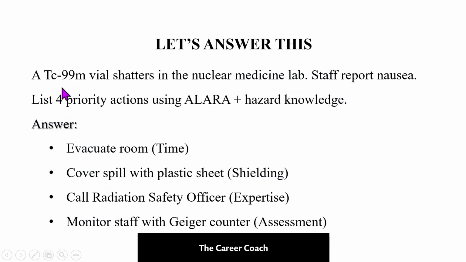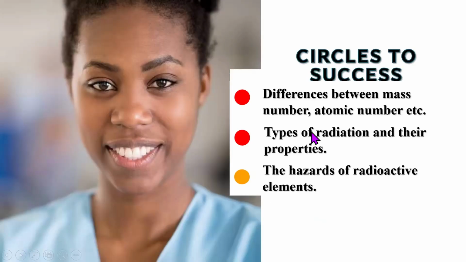Let's answer this. A technetium-99m vial shatters in the nuclear medicine lab. Staff report nausea. List 4 priority actions using the ALARA principle and general hazard knowledge. Number 1, evacuate the room. That's time. Cover the spill with plastic sheets. That's shielding. Call the radiation safety officer. That's expertise. Monitor staff with a Geiger counter. That is assessment.